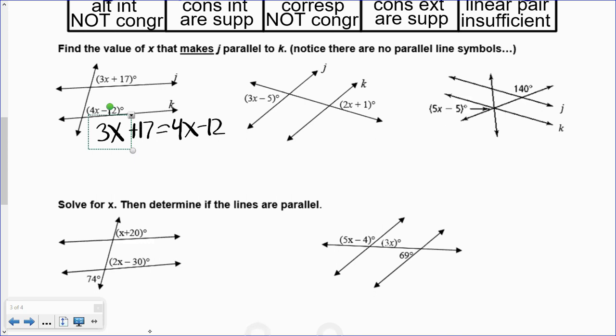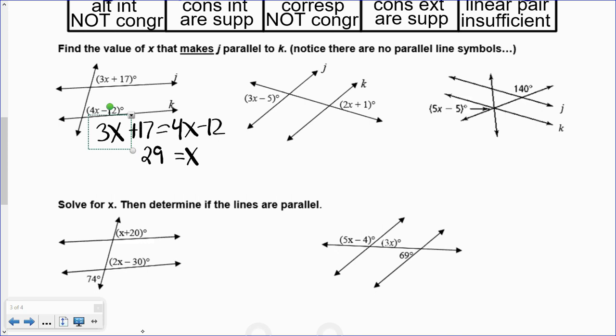So if I subtract the 3x over here and then add the 12 over here, so even though the lines don't have the little parallel symbol, the directions tell us we're allowed to assume that they are parallel. If you don't have any directions telling you that you're allowed to assume that they are parallel, then you cannot. But the directions say that we can, so we're trying to force them to be parallel.